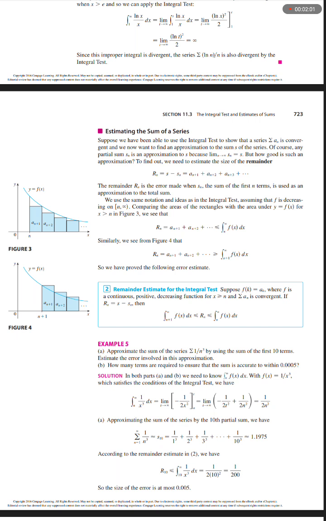big R sub n equals a sub n plus 1 plus a sub n plus 2 plus ellipsis is less than or equal to the integral from n to infinity of f of x dx. Similarly, we see from figure 4 that big R sub n equals a sub n plus 1 plus a sub n plus 2 plus ellipsis is greater than or equal to the integral from n plus 1 to infinity of f of x dx. So we have proved the following error estimate.